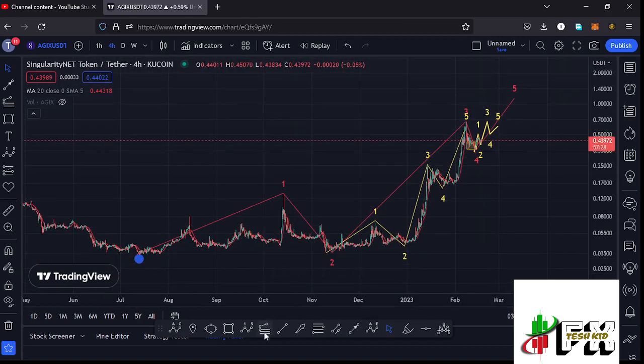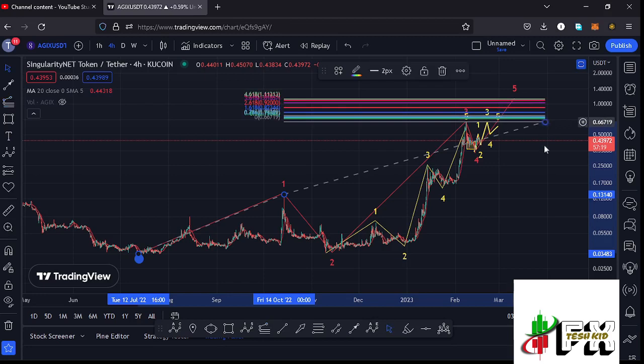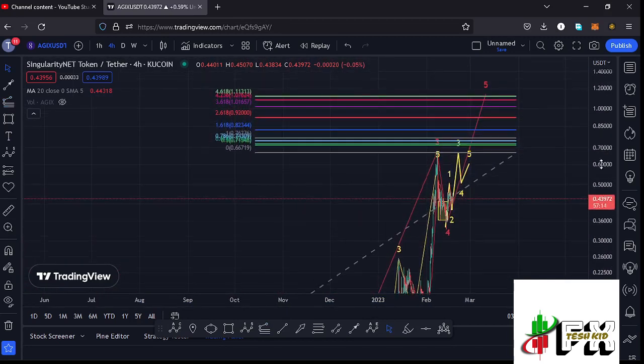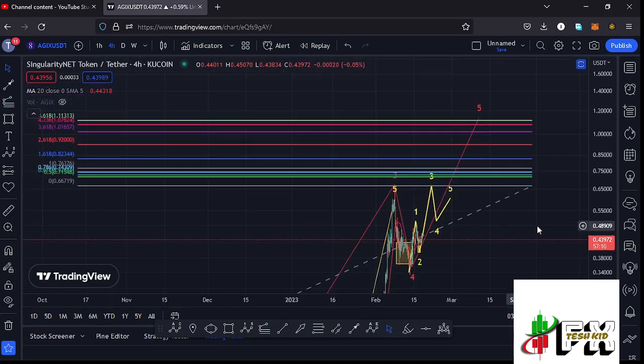I can connect the trend-based Fibonacci from the low of the first wave down there to the high of that wave 1, then drag the fibs to the high of that wave 3, and that gives me a minimum target area to the upside in the formation of that wave 5 at the fib level 1.618, and that is at around the $0.82344 mark, and that is the minimum that I'm expecting Agix to do here on the long-term scenarios.